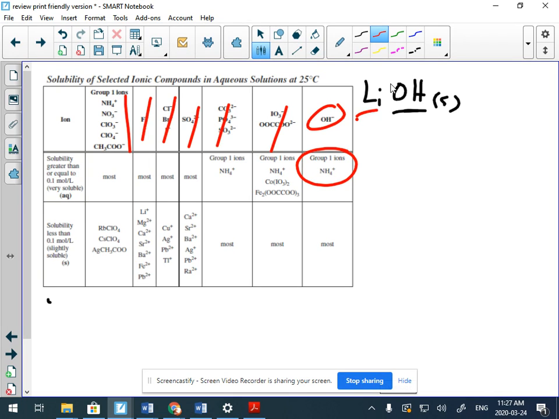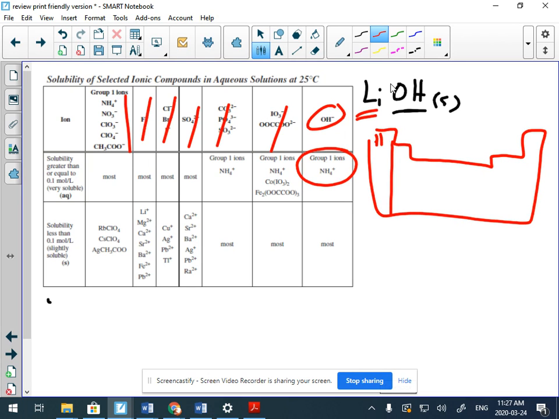Is lithium a group 1 ion? Group 1 in the periodic table is the first group. Draw one really quick. And guess what? After hydrogen, we have lithium. So it is soluble.